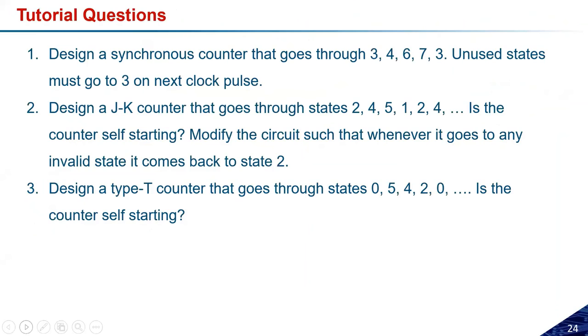The next one. Some tutorial questions based on the problems which we have understood here. Design a synchronous counter that goes through three, four, six, seven, and then comes back to three. So the sequence is 3 to 4, 4 to 6, 6 to 7, then 3. Unused states must go to three on the next clock pulse. This is really very important. It is not moving to zero in any of the cases. So the unused states must go to state number three. You can check it out.